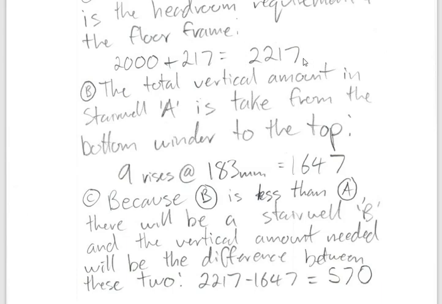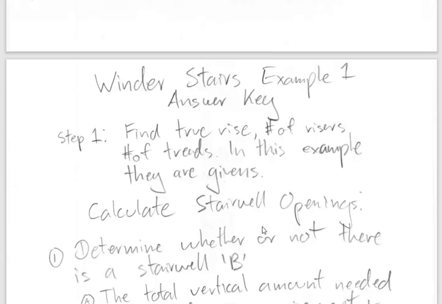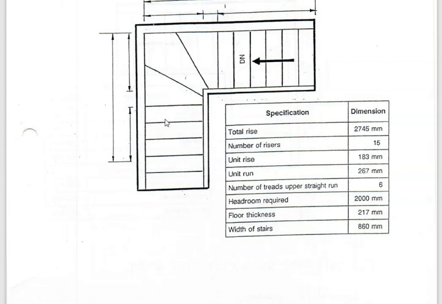That tells us there will be a stairwell B, and that's kind of what we're going through here. We also need to calculate the difference between these two. That's what I'm doing here, subtracting that vertical amount in stairwell A from our total required vertical height, which would be the headroom plus the floor frame. And what's left over in this situation is 570 millimeters. That means we need to descend the stairs from this point down a vertical amount of 570 millimeters before we can frame off the floor above.